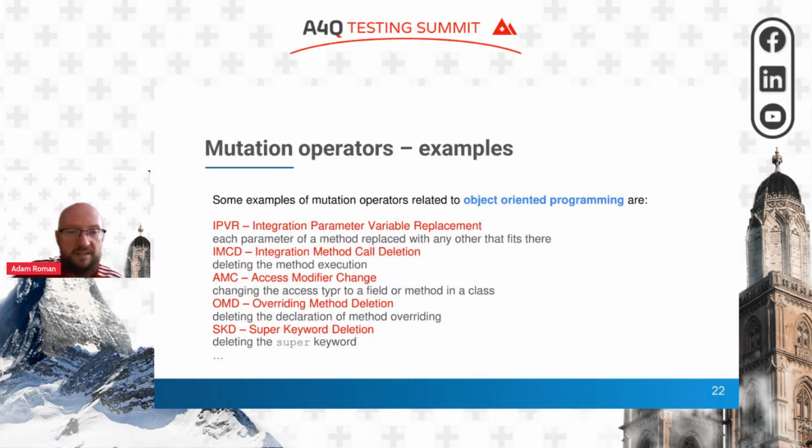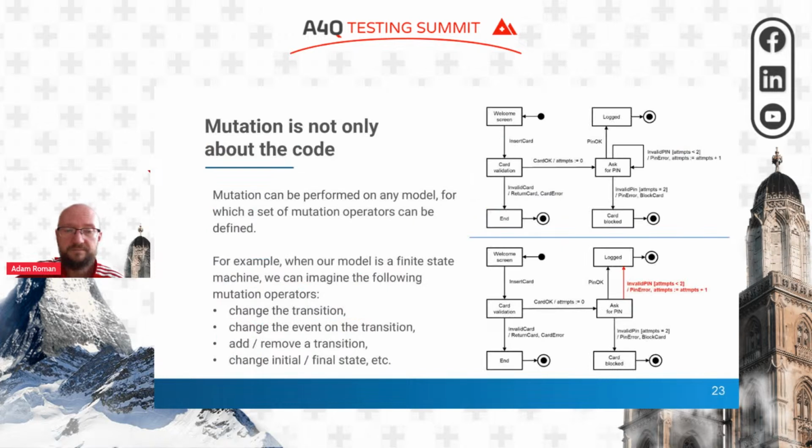For example, we can delete the method execution. We can change the access type to a field or to a method. We can delete the super keyword, and so on. So these operators don't only operate on low-level code, on single characters in the code. They may be a little bit more complicated.